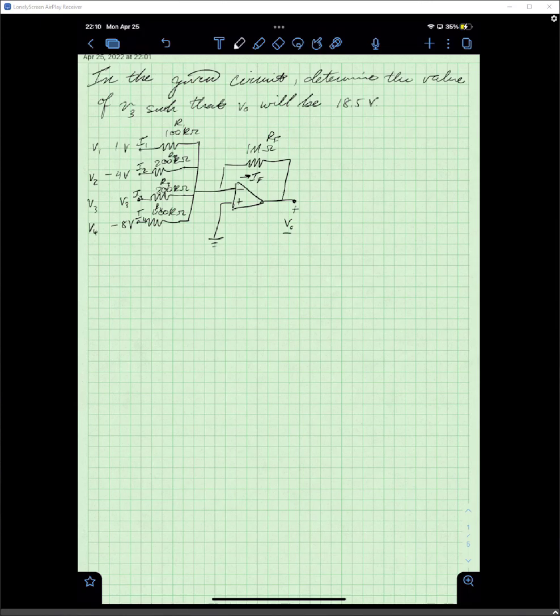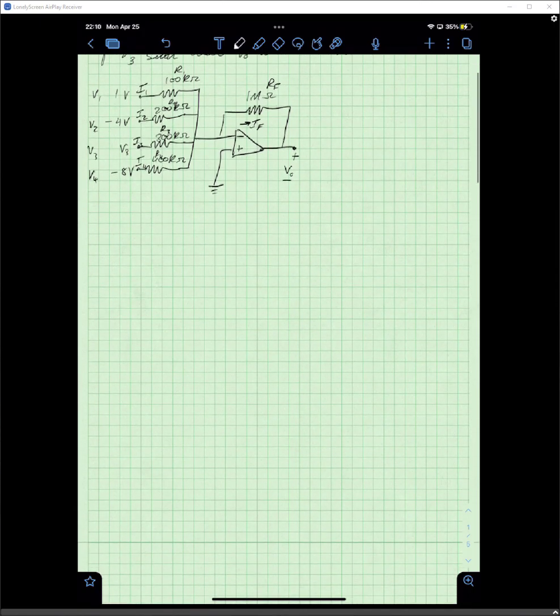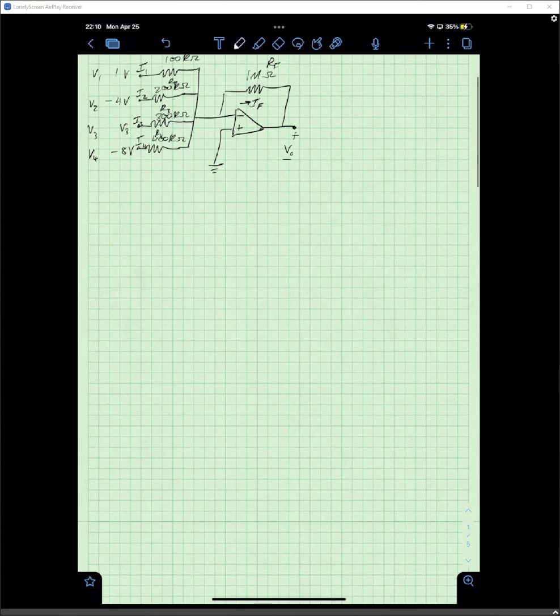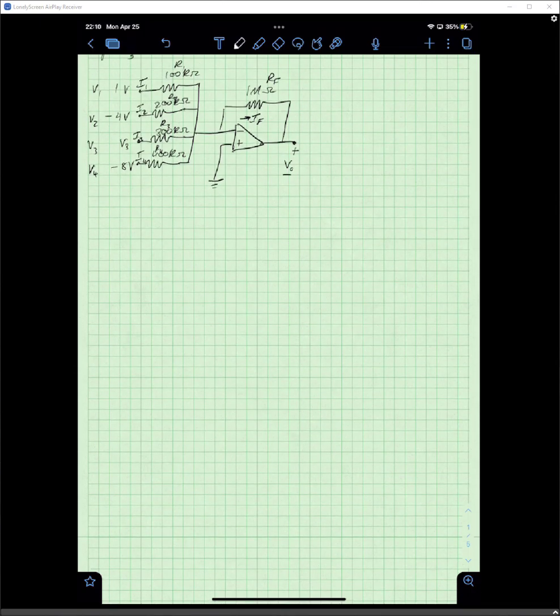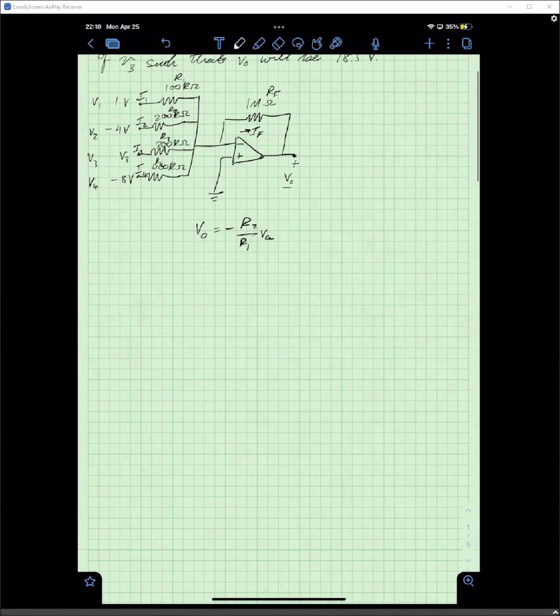So for the first part, you're going to refer to the operational amplifier section in the reference handbook, and we're given no conditions about the op amp, so you can assume ideal conditions. And in the non-inverting terminal, VB is 0, so we can assume the formula V0 equals negative R2 over R1 VA.